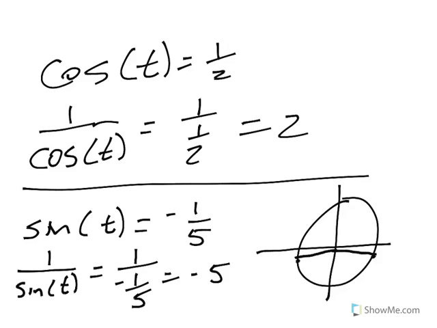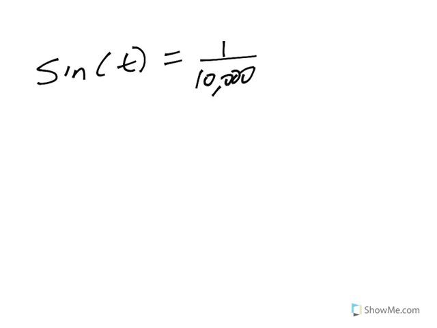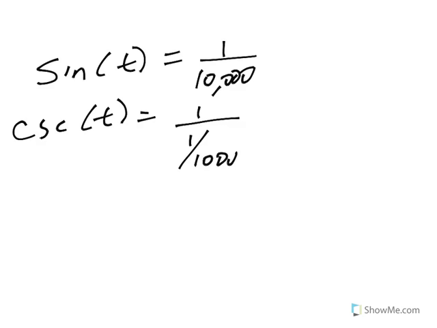I could go to an extreme and say, how am I going to get cosecant to be 10,000? Well, all I have to do is find a spot where sine of t is equal to 1 over 10,000, and all of a sudden cosecant t, which is just the reciprocal of sine, is 10,000. So I can actually get as large as I want, positive or negative, but only down to 1 in absolute value.